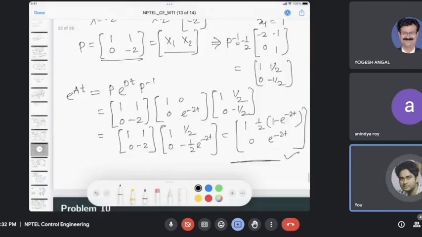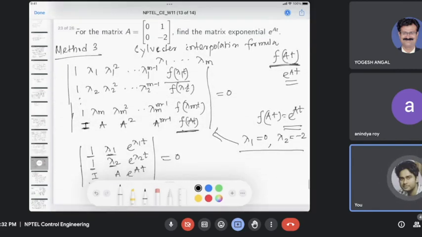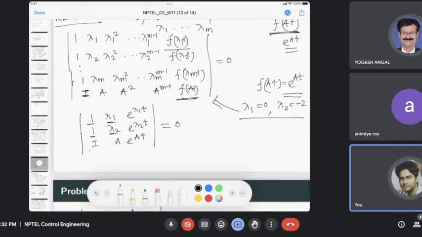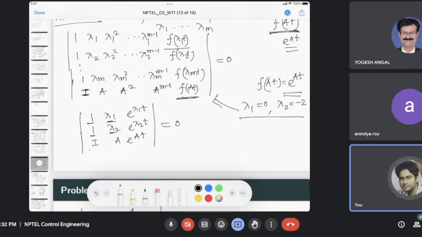The third approach is using the Sylvester interpolation method. That tells us that this determinant will be 0 for any function. So then you just choose this function to be the exponential form. Using that we simplify to get the last element, that is the matrix exponential. It is valid for any function of this matrix, so the function can be any matrix function, and you can simplify it using each of the eigenvalues.